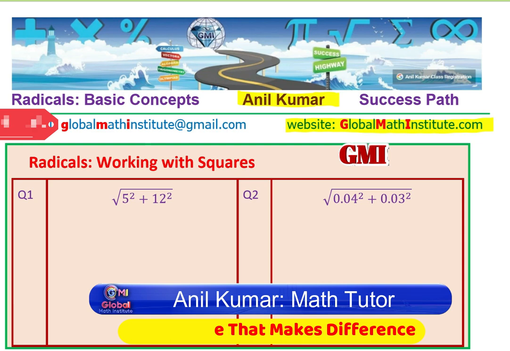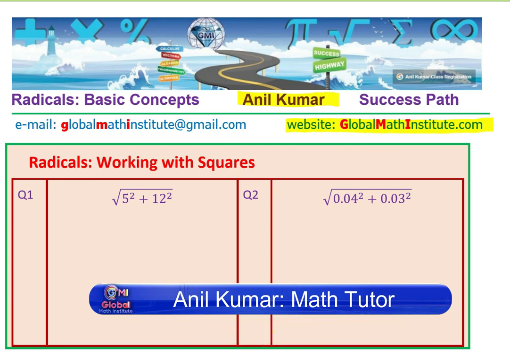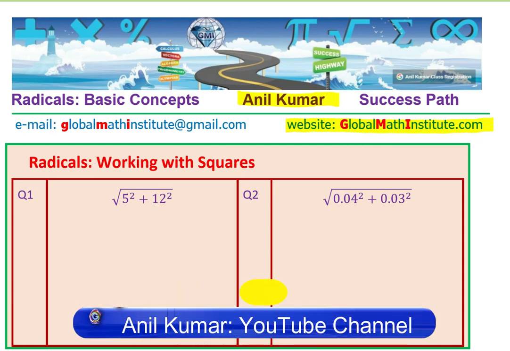In this video, we'll continue with working of radicals. We're taking examples where squares of numbers are being considered. So this is slightly difficult for some students, and I hope you'll enjoy the learning process. Two questions we'll discuss in this video. One is what is the square root of 5 square plus 12 square, and evaluate the square root of 0.04 square plus 0.03 square.